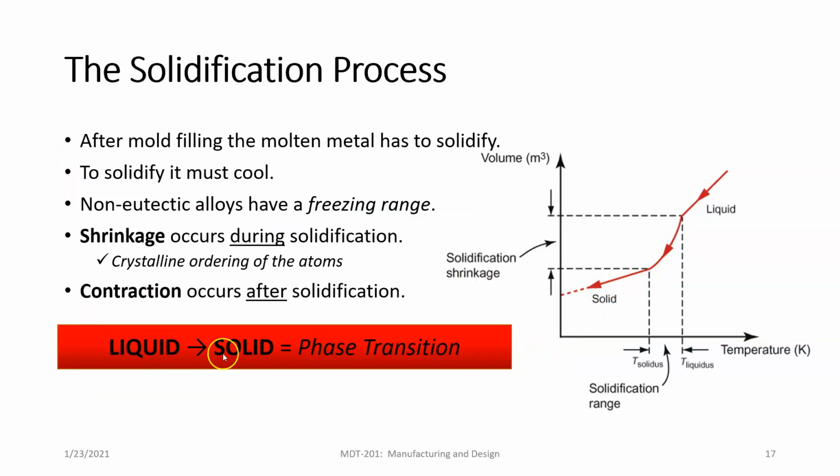Okay, liquid to solid is a phase transition, right? Obviously, from liquid to solid, we're talking about going through a different phase. Remember that there are 4 phases. We have liquid, solid, and gas, and then we have plasma, right? Plasma is the often forgotten one of those, but there are 4 phases of a material: liquid, solid, gas, and plasma.